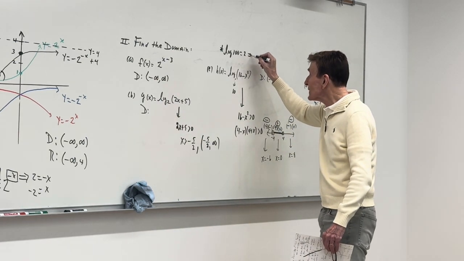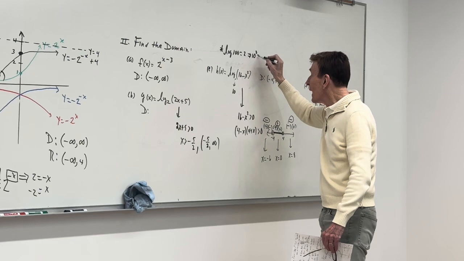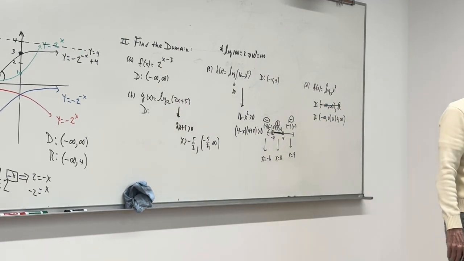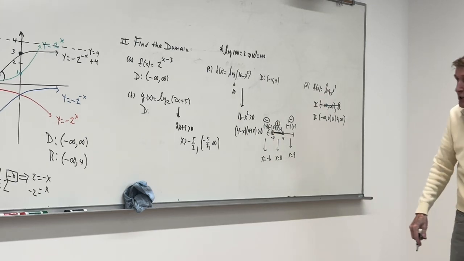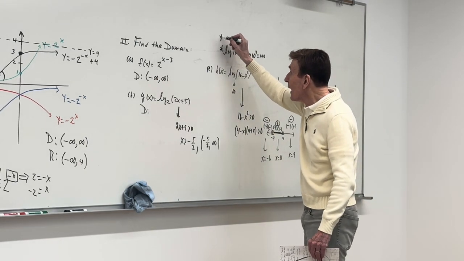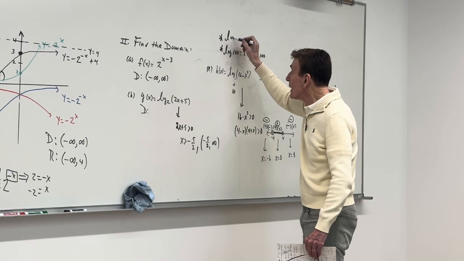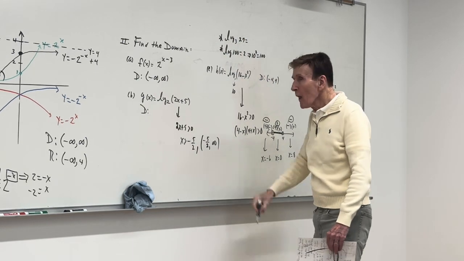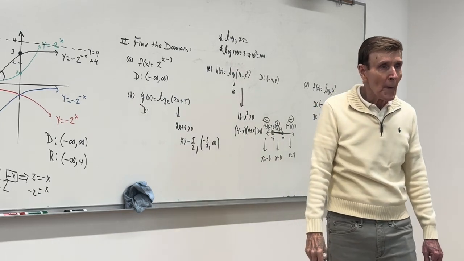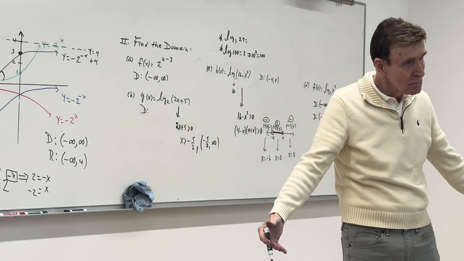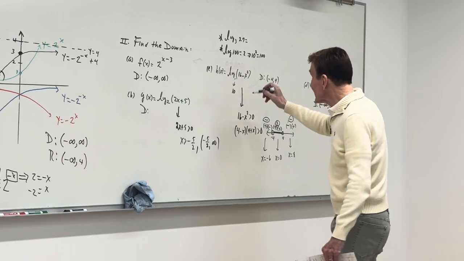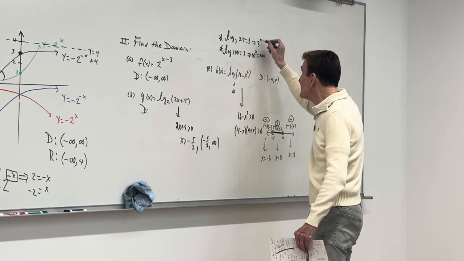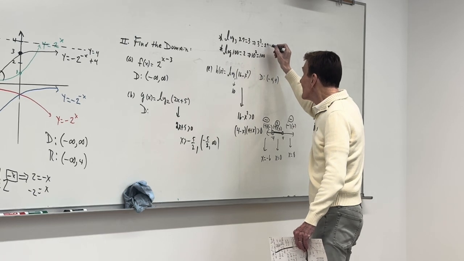Does it mean this? Is that what it means? If I ask you, before we go any further, log base 3 of 27. Answer is 3. Reason? Because this means base 3 cubed is 27.